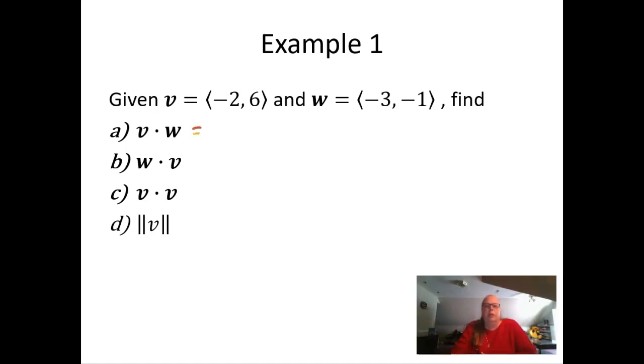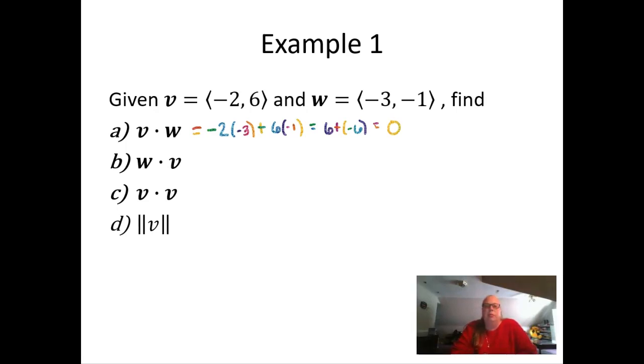The dot product of v dot w is going to be a scalar. And what we're going to do is we're going to take the first coordinate -2 and multiply it by the first coordinate of vector w, -3. And we're going to add that to the second coordinate of v, that's 6, multiplied by the second coordinate of w, that's -1. -2 times -3 is going to give me +6. 6 times -1 is going to give me -6. And when I add those together, I get 0.